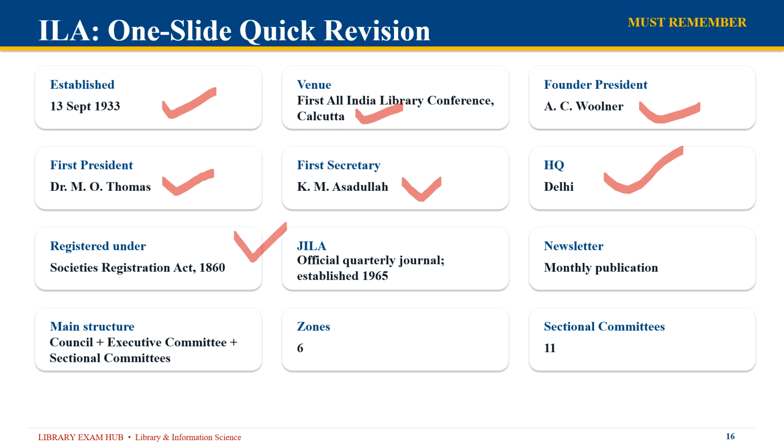Registered under the Societies Registration Act 1860. Then the official quarterly journal is JILA, established in 1965. Newsletters are monthly publications. The main structure of the ILA is the council, executive committee, and sectional committees. We have 6 zones and 11 sectional committees.